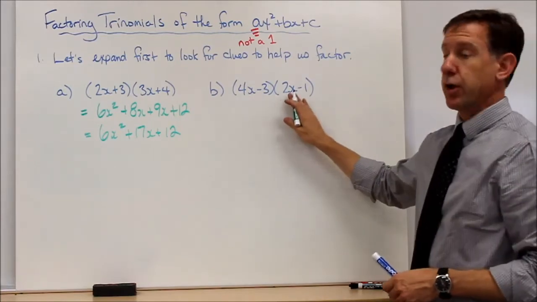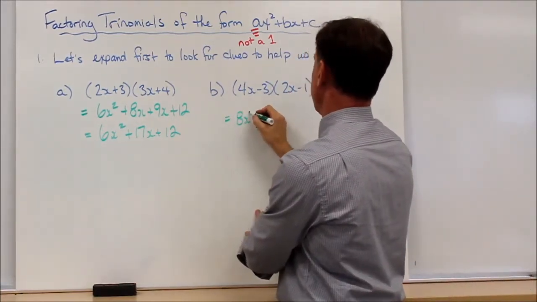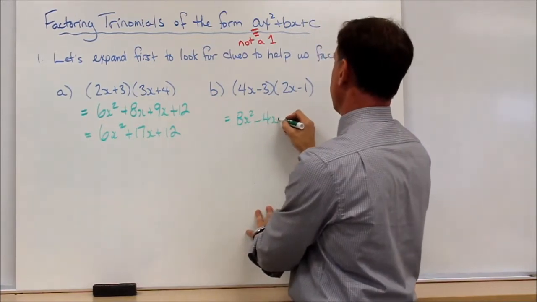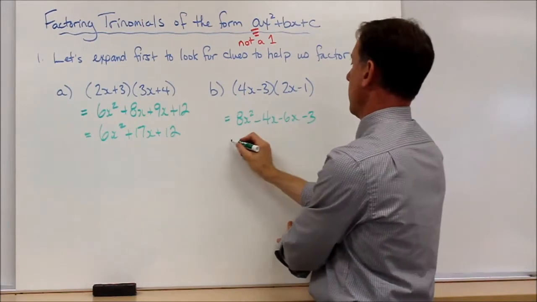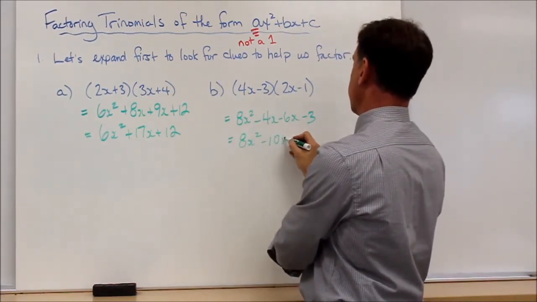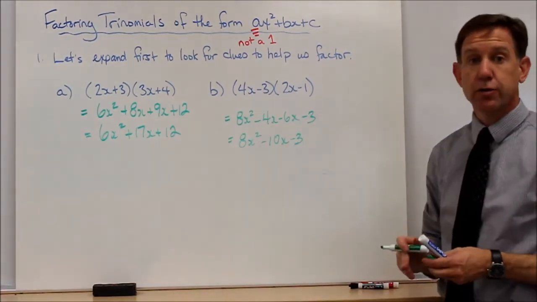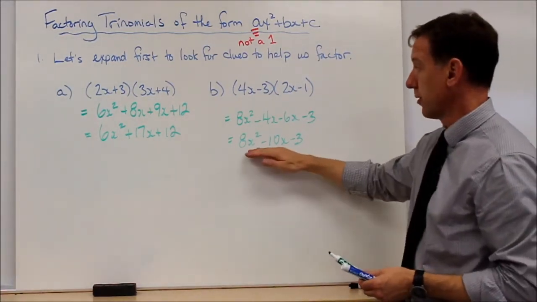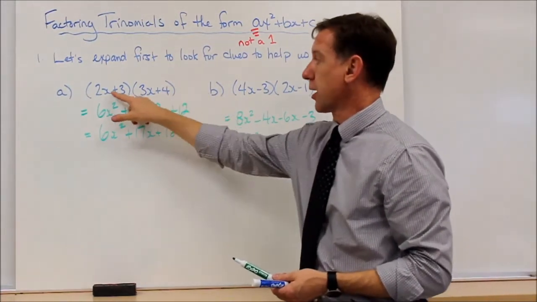And again, for the second set of brackets here, we've got 8x squared minus 4x minus 6x minus 3, and 8x squared minus 10x minus 3. Okay, so the goal is to start with something that looks like this and end up with an answer by factoring with a couple of brackets like this.